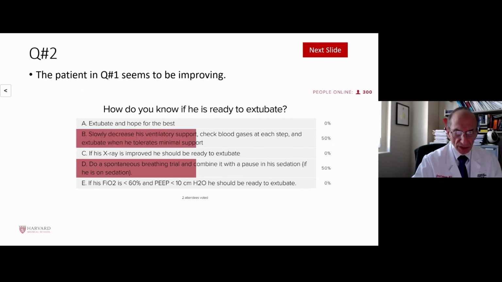We do a spontaneous breathing trial and combine it with a pause in his sedation if he's on sedation. Or E, if his FiO2 is less than 60% and his PEEP less than 10, he should be ready to extubate.